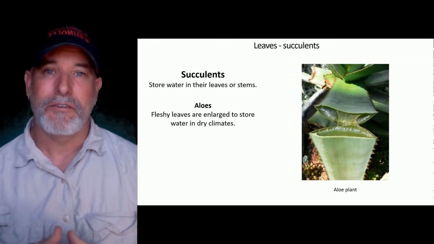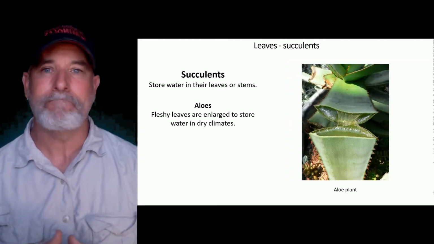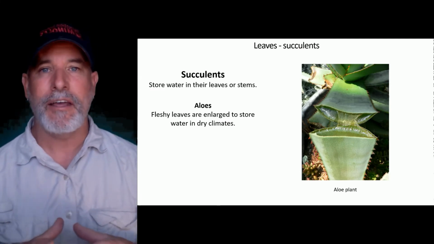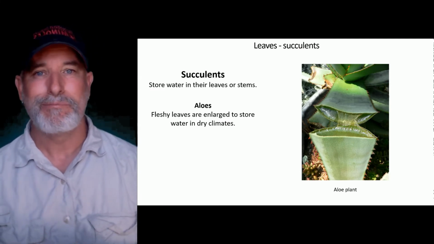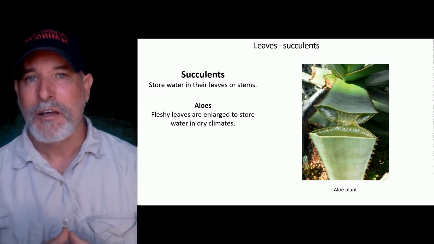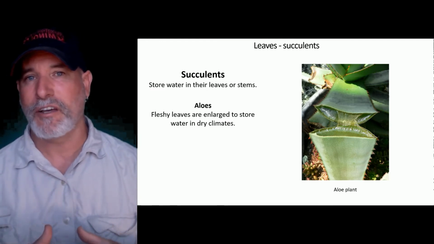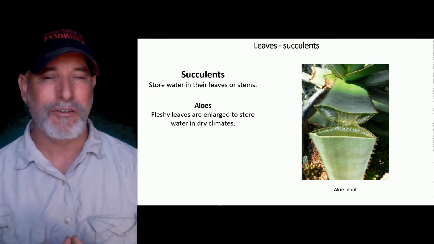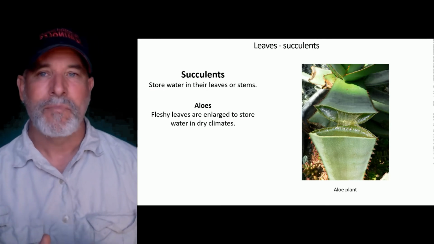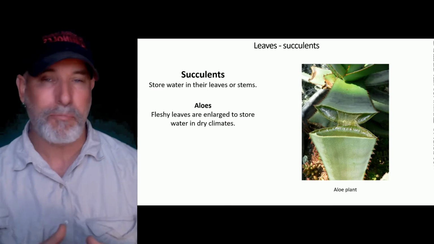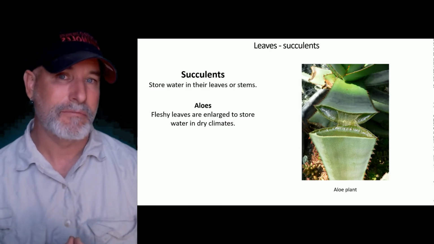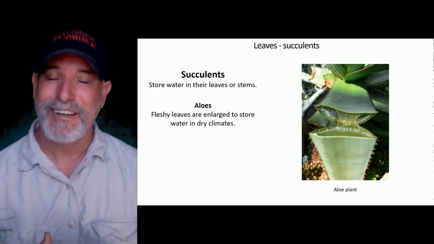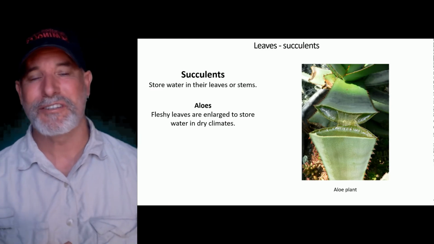Now, other leaves from succulents, like aloe, right? Aloes are these big fleshy leaves, and they're enlarged because they're doing water storage. Now, on these plants, not only are these succulents storing water and minerals, they're also doing photosynthesis as well. And if you've ever wondered if a plant is doing photosynthesis, is it green, right? If it's got chlorophyll, it's green, it's doing photosynthesis.